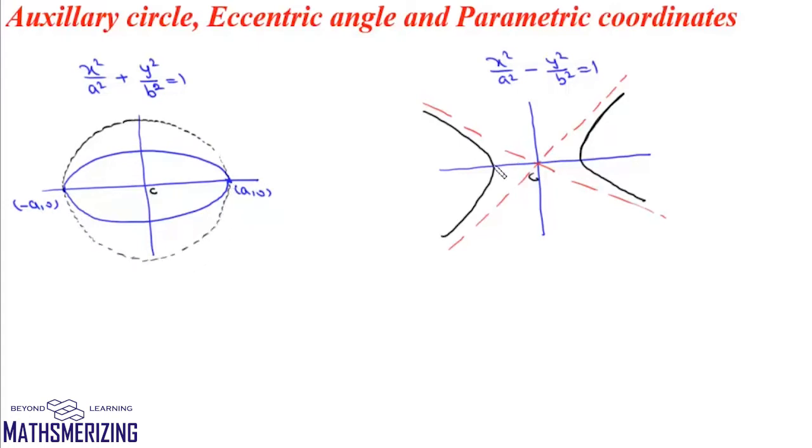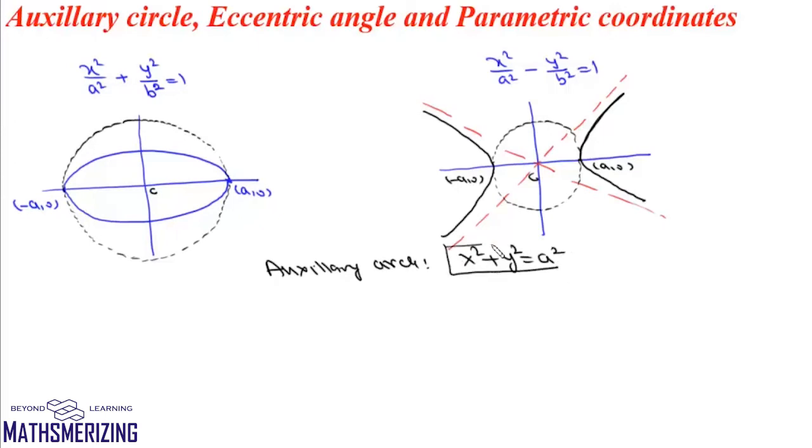And in case of a hyperbola also, the circle whose center is at the origin, that is the center of this hyperbola, will again pass through these vertices, which are (a, 0) and (-a, 0). Now for both the equations, the center is at the origin and the radius is equal to a. Equation of auxiliary circle, it will simply be x square plus y square equals a square.